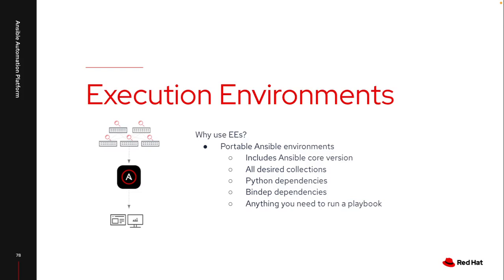I can also add in system dependencies and then really anything else that I need to run a playbook. So you can be creative and add in Git capability if I want to do Git directly inside my execution environment. I can add in certificates for my particular environment, so I don't have to worry about that. You really can get very creative in terms of what an execution environment can contain.